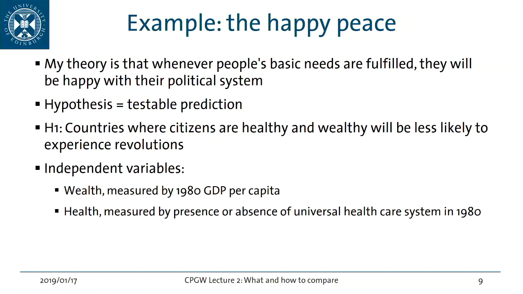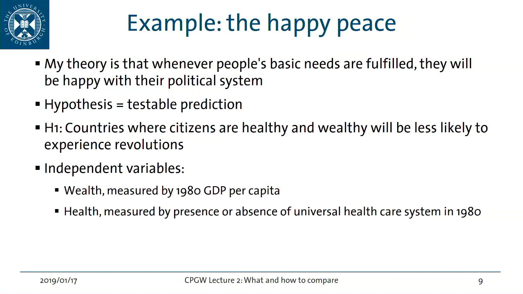So if we think about our independent variables here, our factors that influence other things, they are twofold, of course. I need some indicator that measures how wealthy people are, and one for how healthy people are. I didn't want to go to too much trouble here, so I just went with 1980 GDP per capita for wealth. If it's high, you're probably wealthy, or your state is wealthy. If it's low, you're not. And health, I measured just by the existence of a universal healthcare system. I assumed that in systems where there's universal healthcare, people are generally going to be more healthy than in other systems.